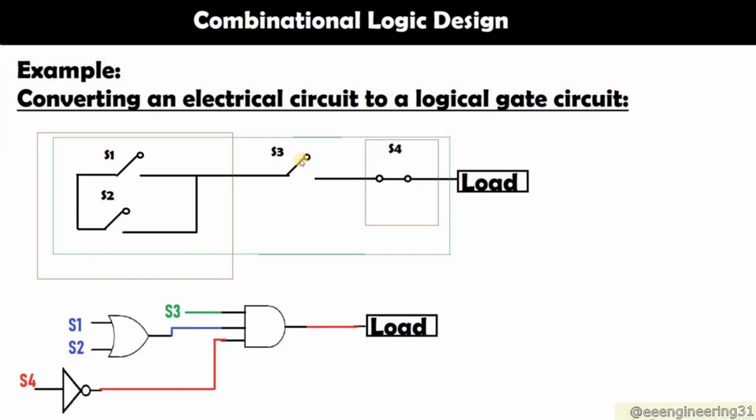Next, S3. Well, we said we need to close S3, so we need a 1 here. So we have 1 at S3 and 1 here. Great. We need one more 1 in order to get an output. Now, S4 normal state is closed. When it's 0, it's closed, right? So if we put 0 here, we're going to get 1 at the output here. So we have another 1 here. So we have 1 here, 1 here, 1 here, meaning the load is conducting.